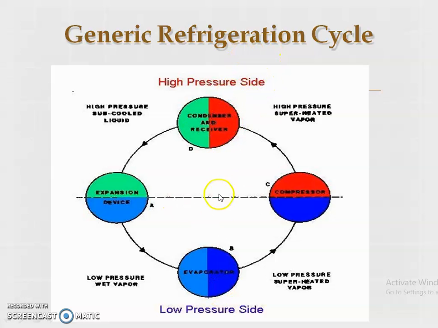Next slide, we discuss the high pressure side and the low pressure side. The high pressure side has the compressor, condenser and expansion valve, and the low pressure side has the expansion valve, evaporator and compressor. Here the low pressure vapor enters the compressor. From the compressor, high pressure superheated vapor is delivered to the condenser. The condenser is a heat exchanger process. After that, the high pressure subcooled liquid goes to the receiver tank and the expansion valve. The cycle repeats continuously.